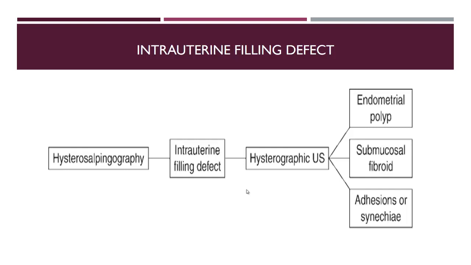Intrauterine filling defect. In hysterosalpingography, when we see an intrauterine filling defect, we must also do ultrasound in order to be sure what the cause is, either endometrial polyp, submucosal fibroid, or adhesions or synechiae. These are the three pathologies that may cause a filling defect in the opacified uterine cavity.